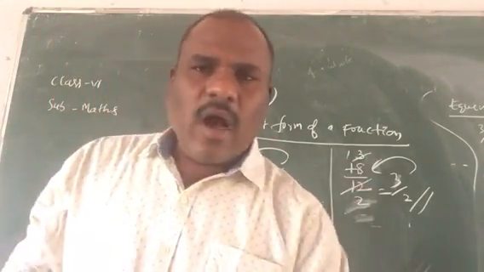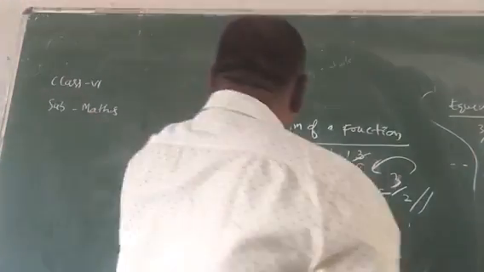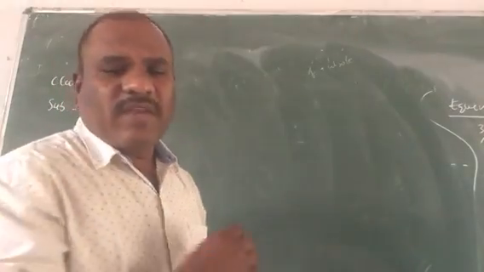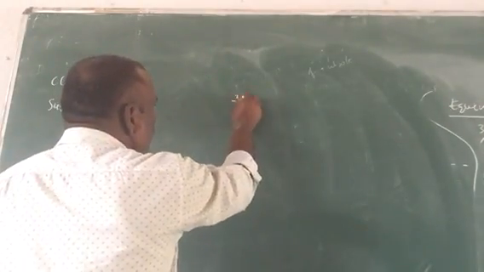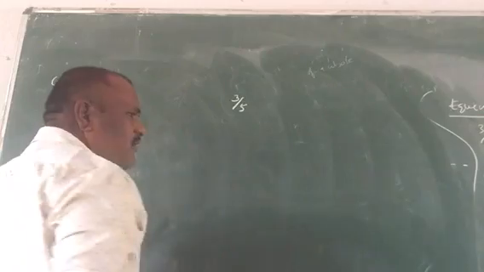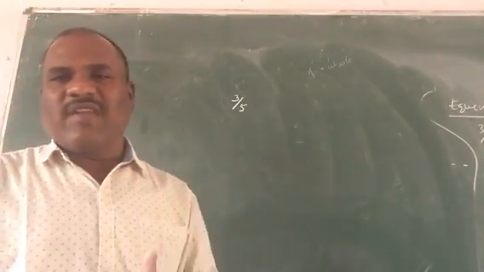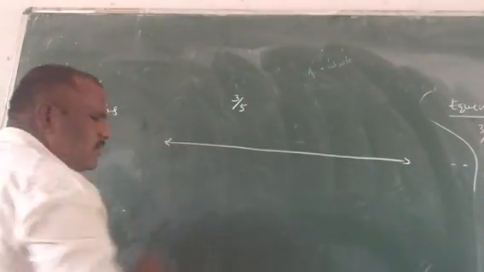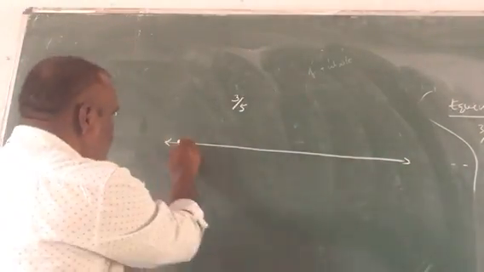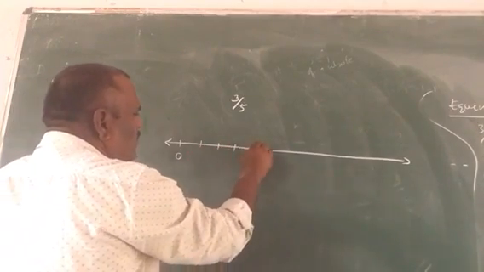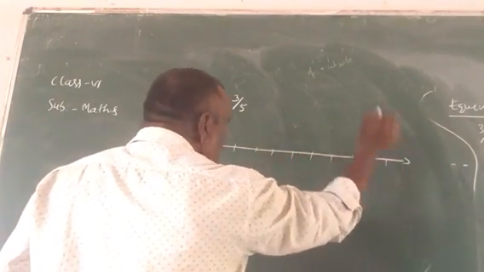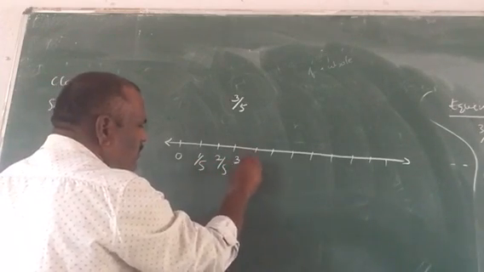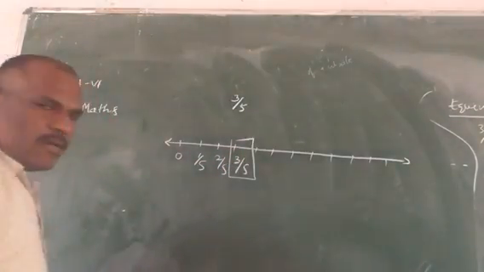Now, children, how to represent fractions on the number line. Representation of fractions on the number line, for example, children, 3 by 5. How to represent this fraction on the number line? Children, you draw like this. Draw a line, and mark 0, like this. Then 1 by 5, 2 by 5, and 3 by 5. So this is the representation of 3 by 5 on the number line.